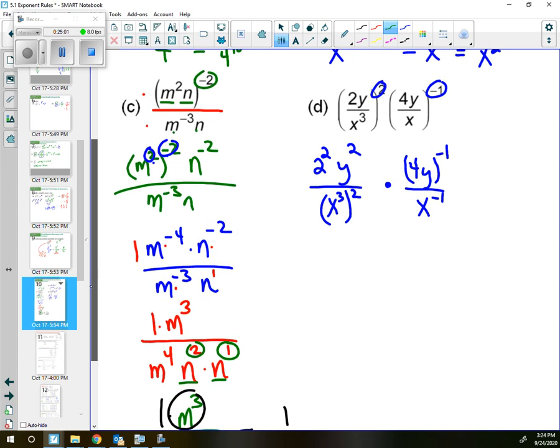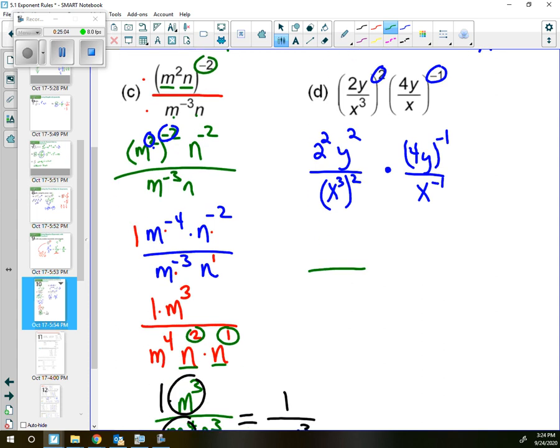All right, so what does that mean? Let's do some simplifying here. 2 squared, that's 4. Y squared is just y squared. Down at the bottom, shortcut here, x cubed squared. Power to a power. Remember that means like x cubed times x cubed. So 1, 2, 3, 4, 5, 6 would be x to the 6th.